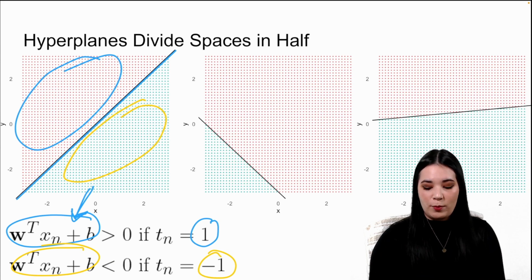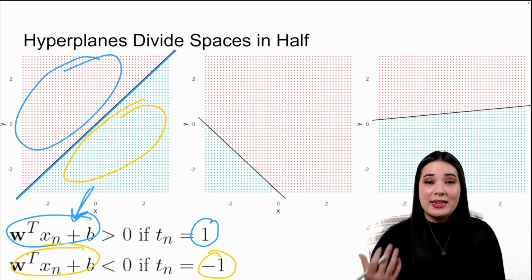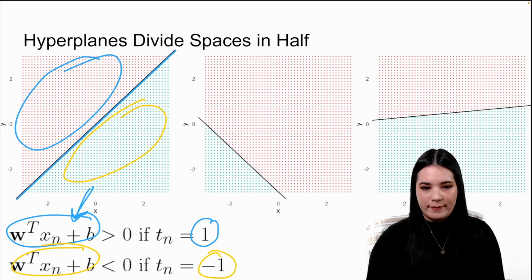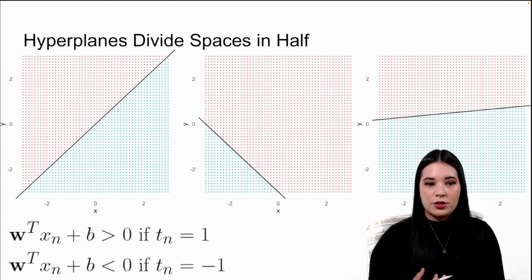If we get a value and we plug it in and it has a value less than 0, then we classify it as a negative case or a negative one. Now, I want to simplify these two formulas into one. In order to do that, let's do a little algebra. So to combine these two formulas, we're going to do something interesting.